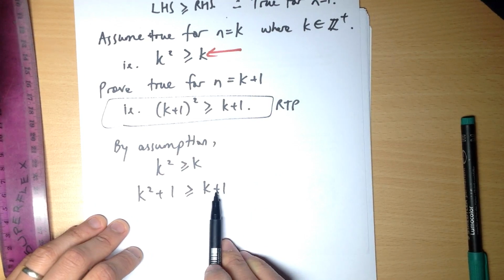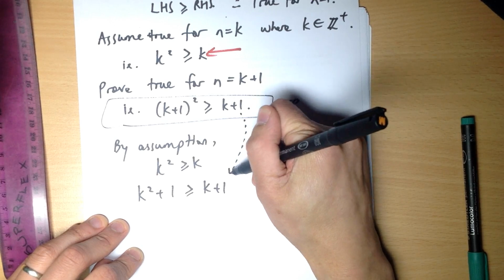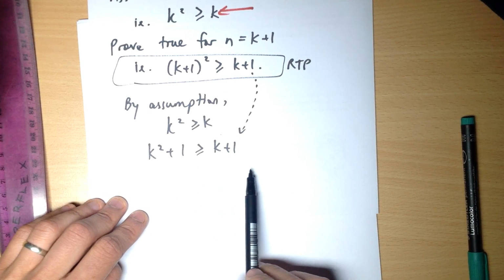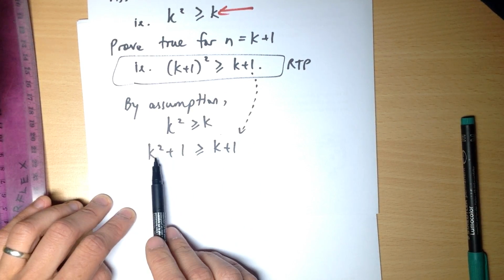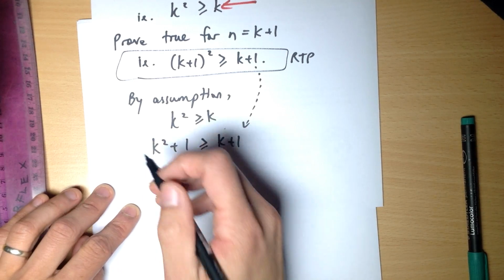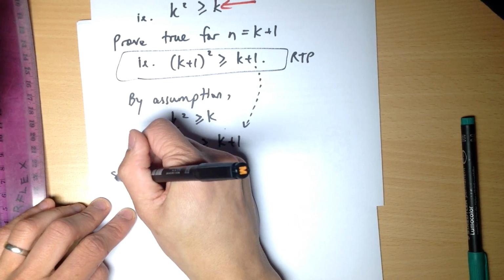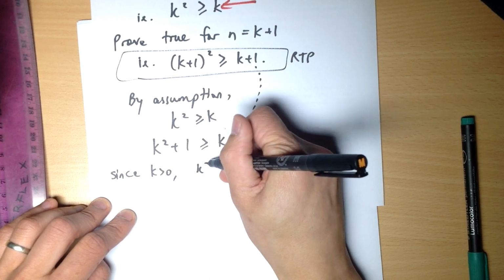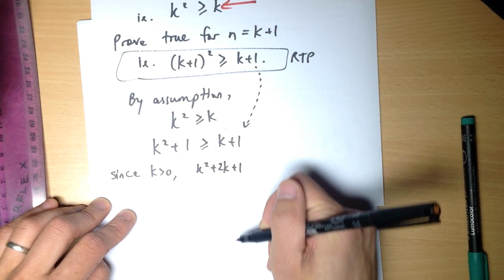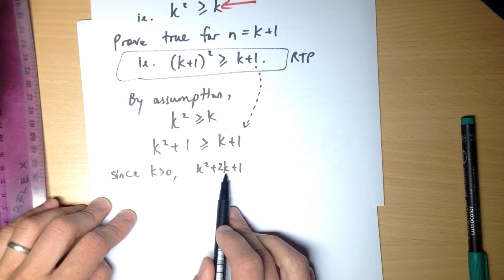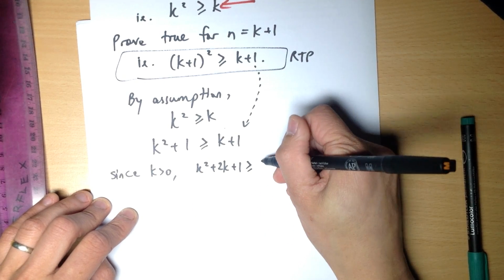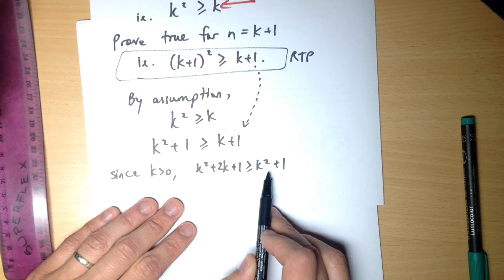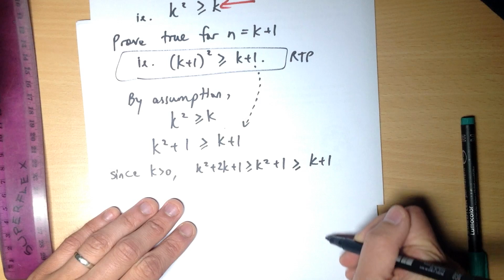Now the reason why that's useful is because now I have the right-hand side looking exactly how I want it, so I don't need to muck around with that anymore. Now, what can I do here? Well, if I've got k squared plus 1, since k is positive, I can say k squared plus 2k plus 1 must be bigger than that. It's the same thing, but I've added something onto it. But I know that is greater than or equal to k plus 1.